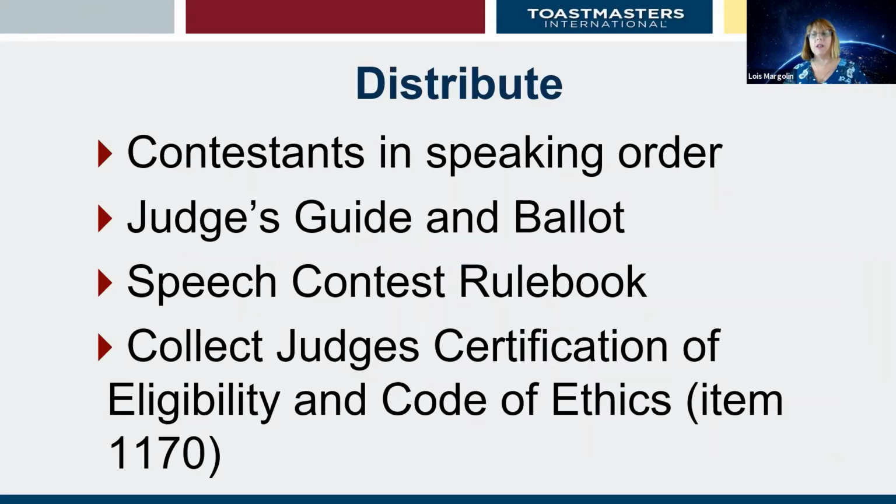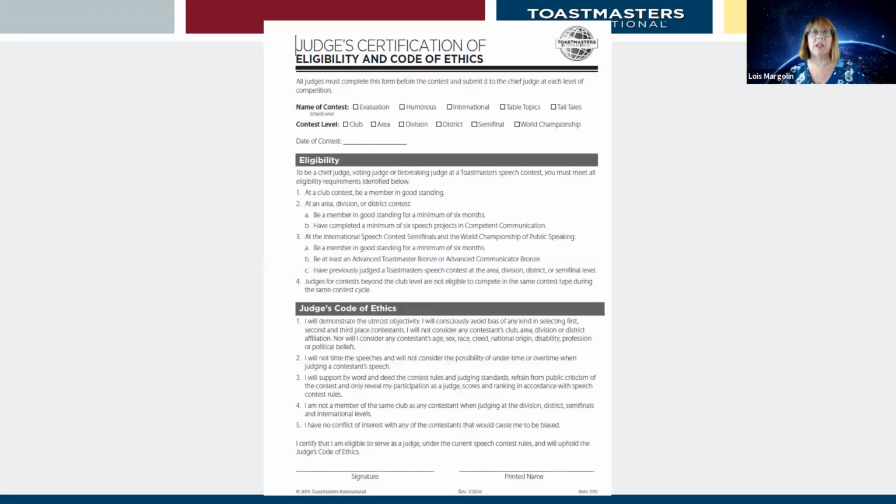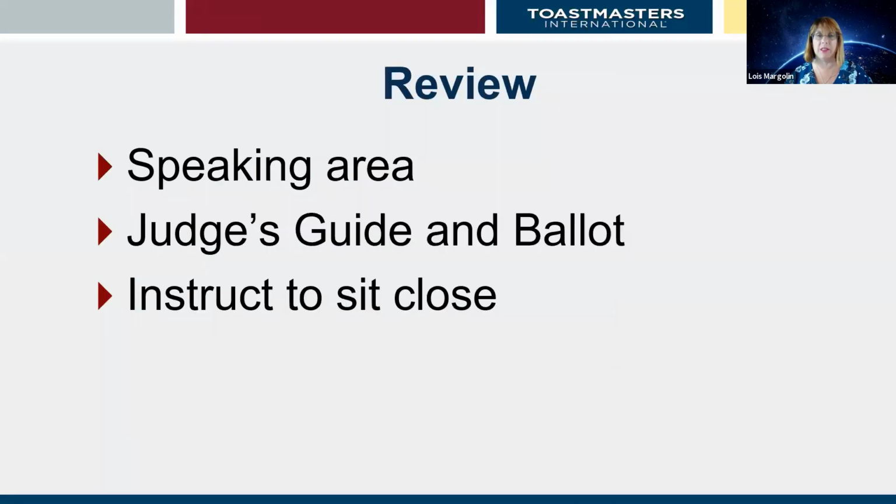They will talk to the judges and give them the speaking order of the contestants. They will provide the judges' guide and ballot. They will provide a copy of the rule book, and they will need to get the certification of eligibility and code of ethics signed by the judges. Here is a copy of it. You fill out the top, put in the date, and then they have to sign at the bottom, basically that they're an ethical individual, and the chief judge holds on to this.